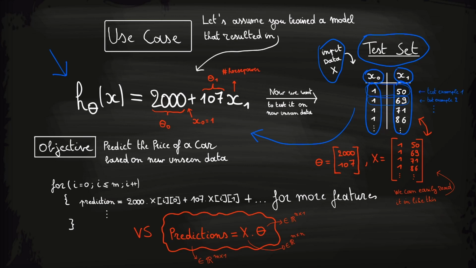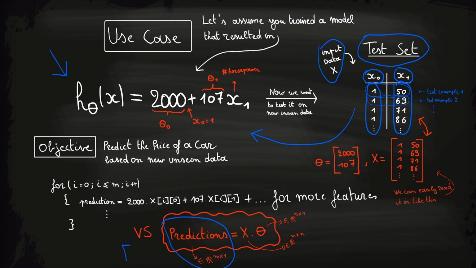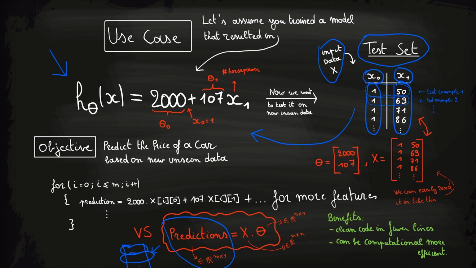Now the result of this vector matrix multiplication is another vector, which is the output value or y value. So in fact, the price of the car for each test example will be in every row of this vector. So the first row contains the first test example, the second row will contain the second test example, and so on. So to summarize, we get the benefit that we can write clean, understandable code in much fewer lines of code. But additionally, it might also be computationally more efficient than using loops. A lot of programming languages have very optimized linear algebra libraries that can compute these multiplications very efficiently.